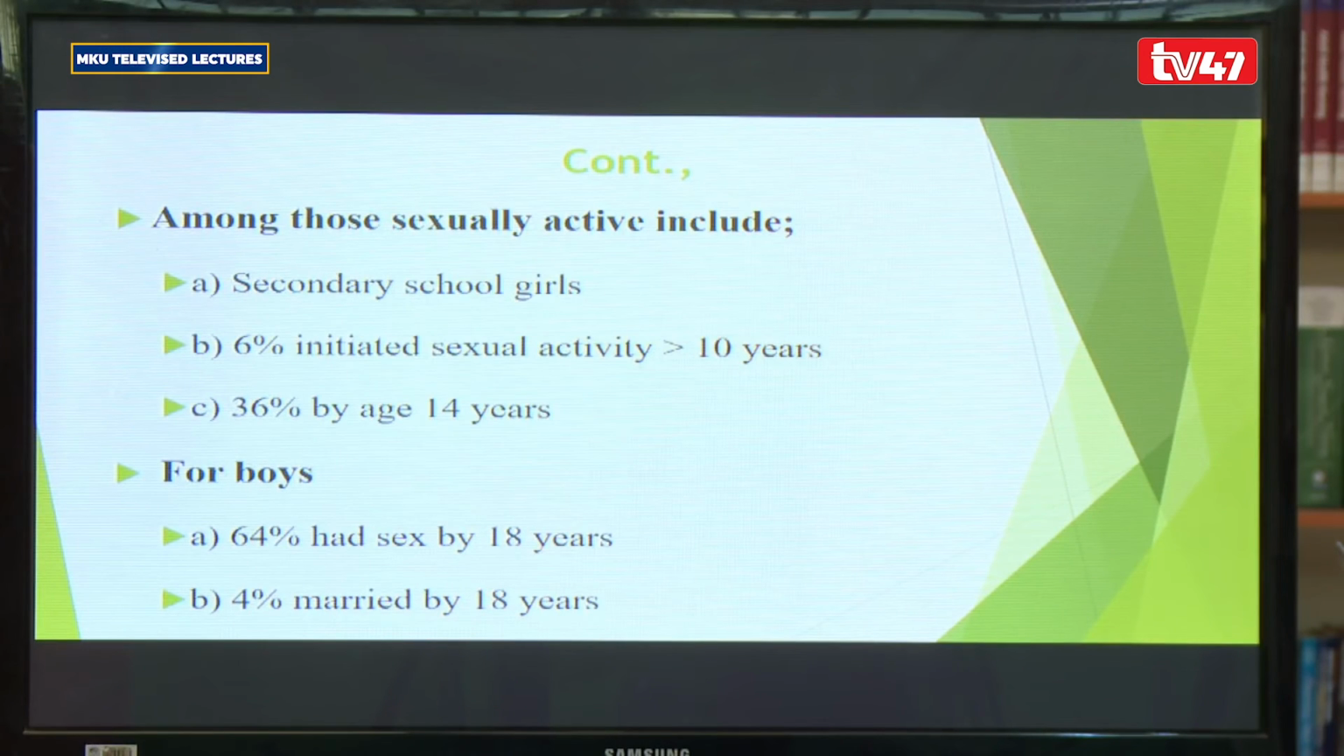Among those sexually active are the secondary school girls. 6% initiate sexual activities at the age of 10 years, and that is 6% by the age of 14 years. But for the boys, or the boy child, 64% had sex by the age of 18 years, and 4% married by 18 years.